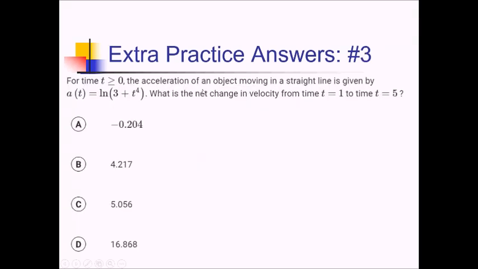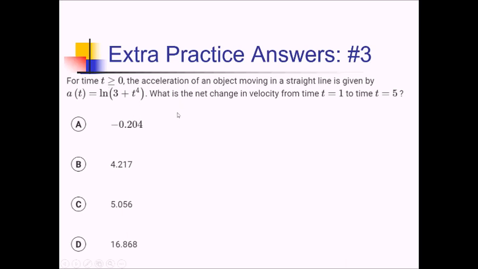For this problem, for time greater than or equal to 0, the acceleration of an object going in a straight line is given by this a of t function. We want the net change in velocity from time 1 to 5. So to get the net change in velocity, I need to take the integral of the derivative of velocity. Well, the derivative of velocity is just the acceleration.